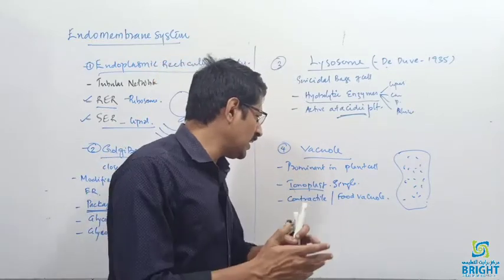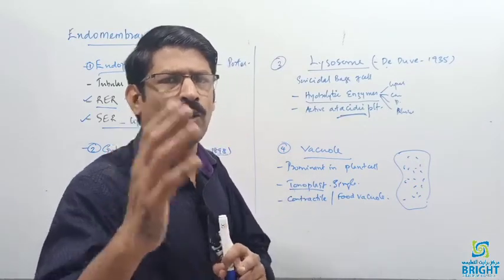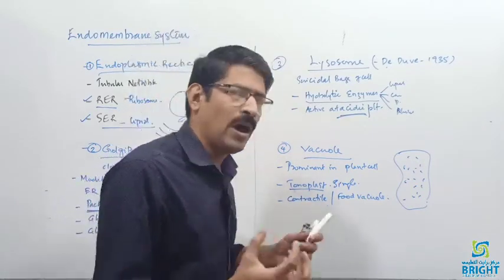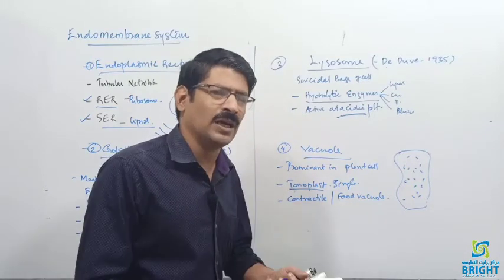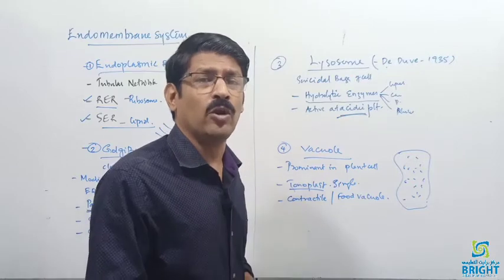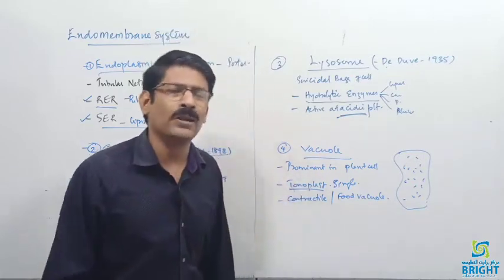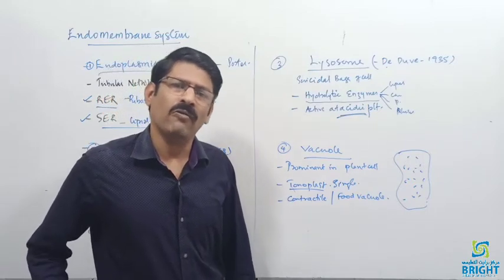And vacuoles like the contractile vacuole or food vacuole are present in protists or protozoans, because they are involved in food capturing and also excretion. So vacuole is prominent in the eukaryotic cell. The prominent vacuole is present in the plant cell, and about 90% of the plant cell is occupied by vacuole.